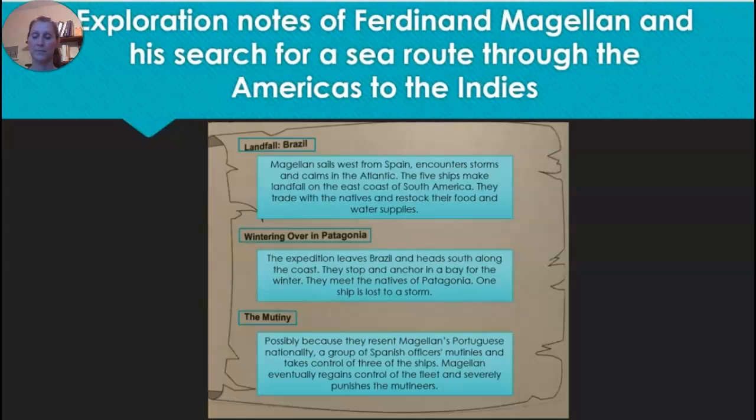Wintering over in Patagonia. The expedition leaves Brazil and heads south along the coast. They stop and anchor in a bay for the winter. They meet the natives of Patagonia. One ship is lost to a storm. The mutiny. Possibly because they resent Magellan's Portuguese nationality, a group of Spanish officers mutinies and takes control of 3 of the ships. Magellan eventually regains control of the fleet and severely punishes the mutineers.